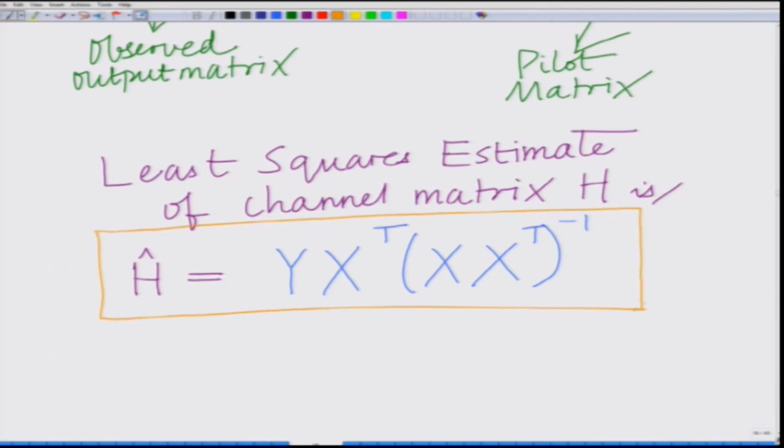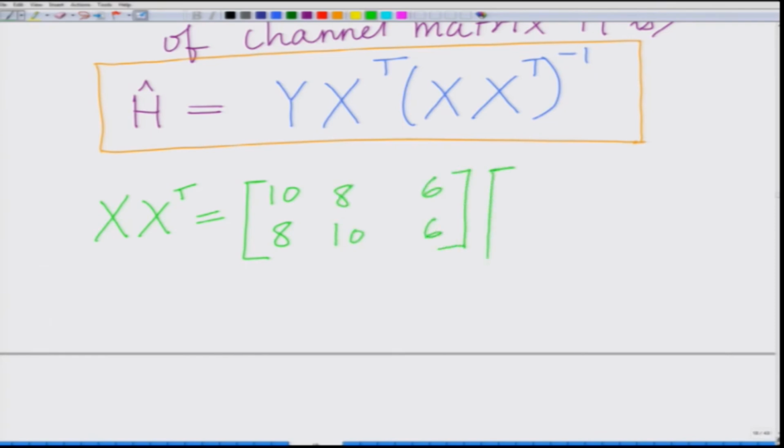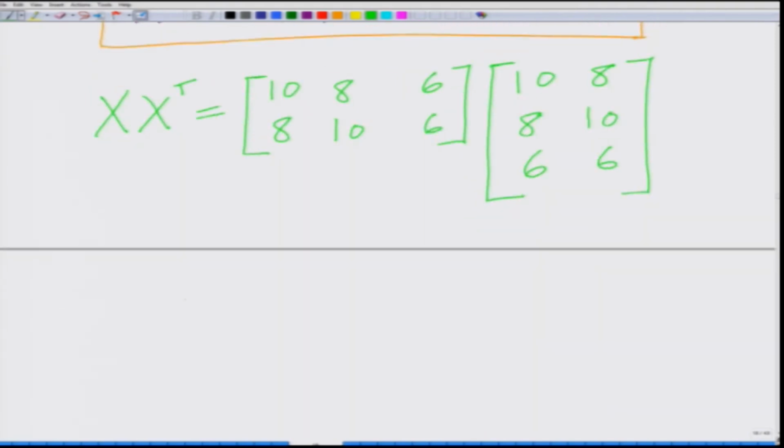So, now I will evaluate the various quantities in this estimate. First, let us start by evaluating x x transpose, and x x transpose is basically the pilot matrix X, which is 10 8, 8 10, 6 6, times its own transpose, that is 10 8 6, 8 10 6. Okay. And now we can simplify this. I am going to write the answer over here. This is equal to 200, 196.